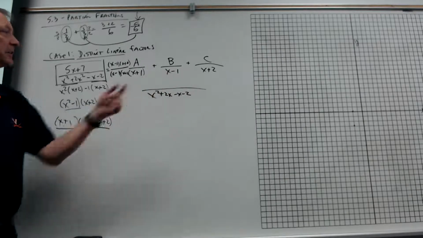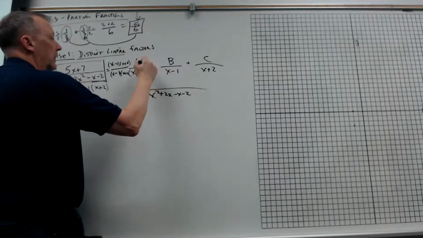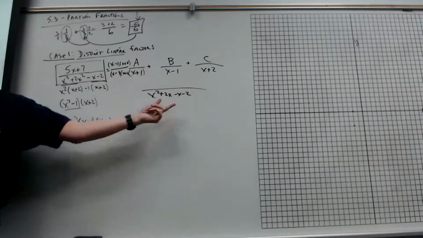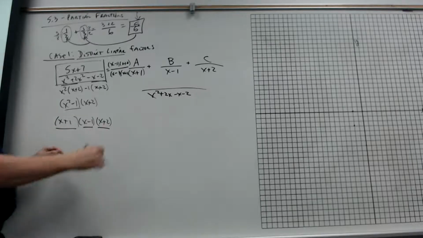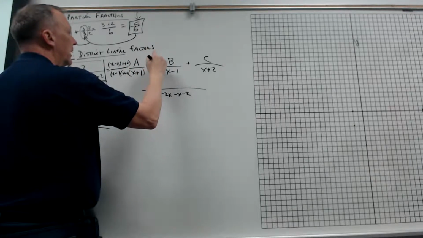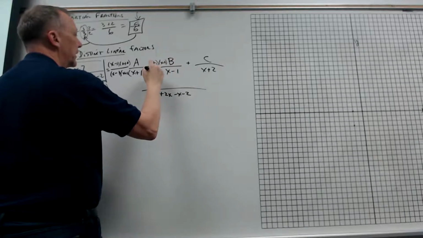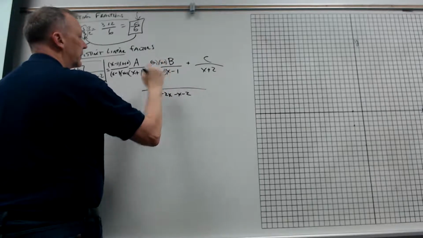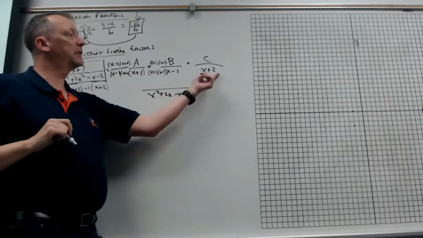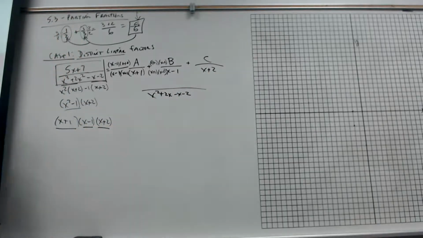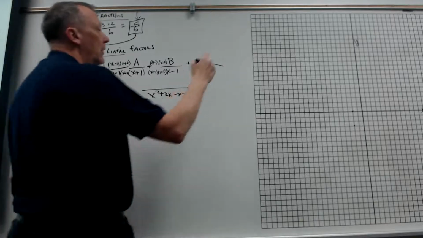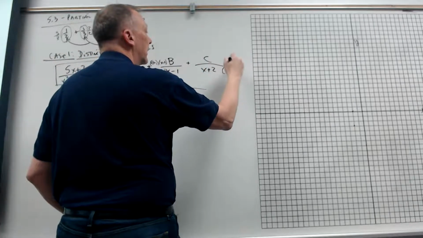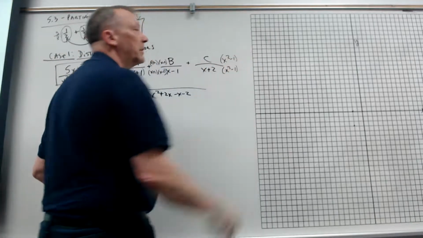What do I multiply this by to get this? x plus 1 and x plus 2. So this is x plus 1, x minus 2. Okay? What do I multiply this by to get this? x plus 1, x minus 1, right? Which is actually x squared minus 1. I'll just save myself a tiny bit of work there.